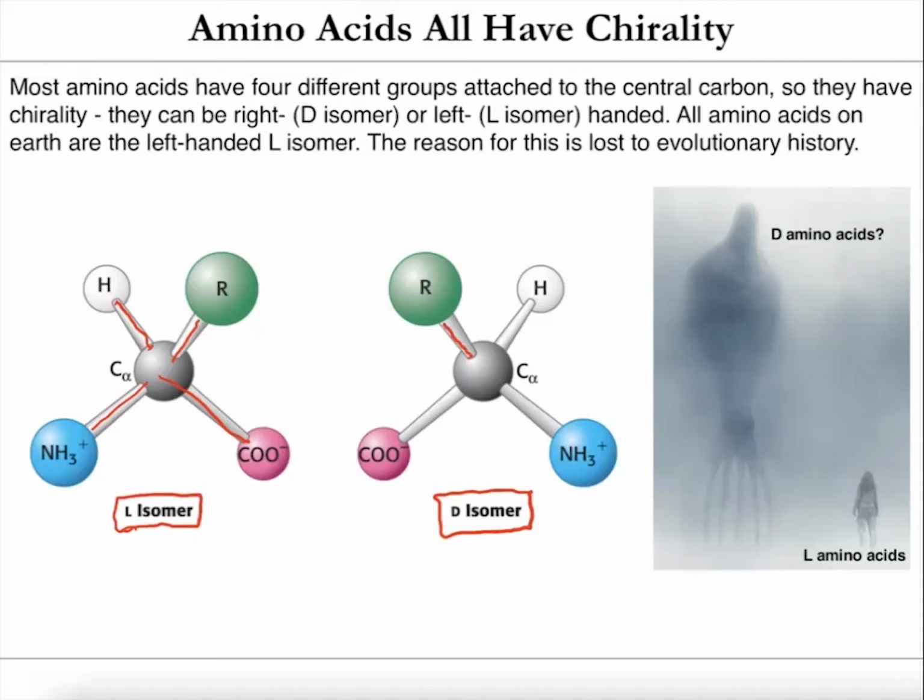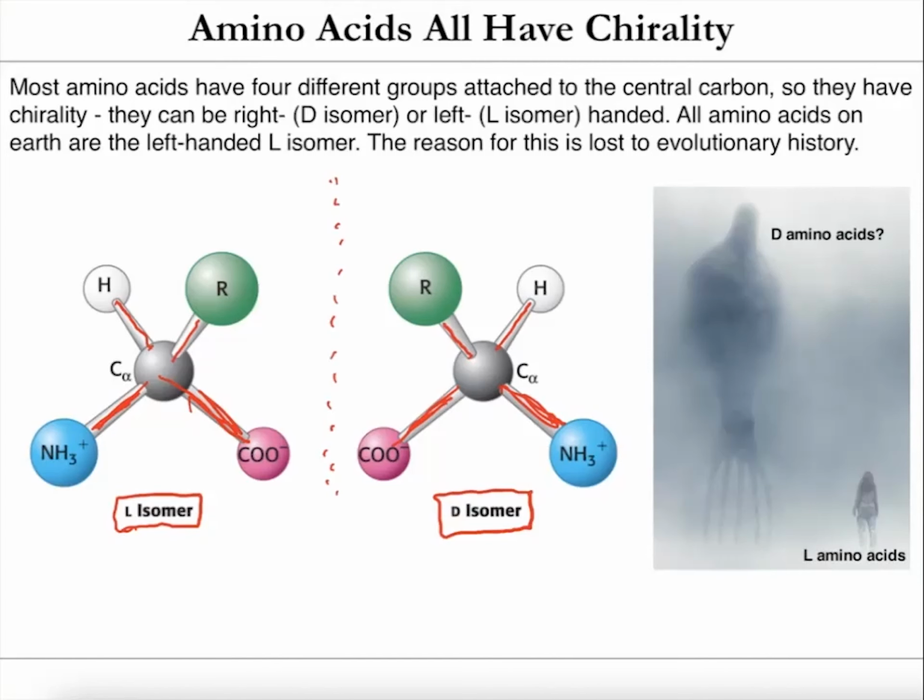You can see this one is also attached to four different groups. However, the position of this group and this group are different between these two molecules. So they're said to have chirality. They're mirror images of each other, but they're not able to superimpose on top of each other. If you take your right and left hand and put them next to each other, you can see that they form mirror images. But if you try to put one hand on top of the other, you'll see that they don't superimpose. The same thing happens with chemicals that are attached to four different groups.